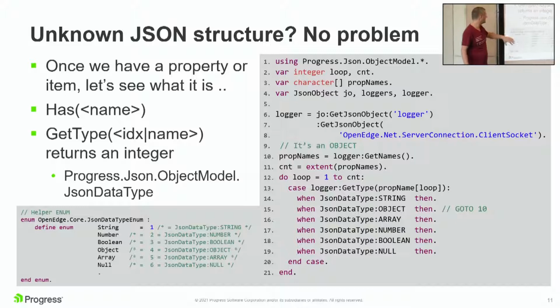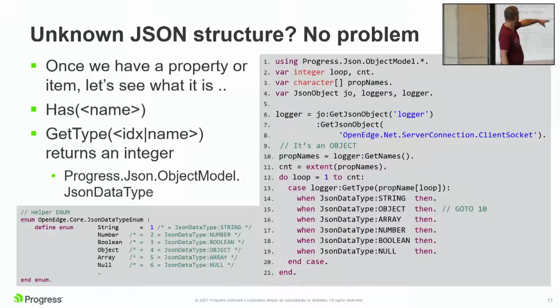So we've created in the OpenEdge core library a proper formal enum that just maps it, so you can pass it around and get a little bit better strong typing. But six data types: string, number, boolean, object, array, and null. Null is a legitimate data type. On the right over here we can see we can loop through them, and if it's a string, do something. If it's an object, recurse into it. If it's an array, go back into it. Numbers, boolean, nulls, and we can do some work on that.